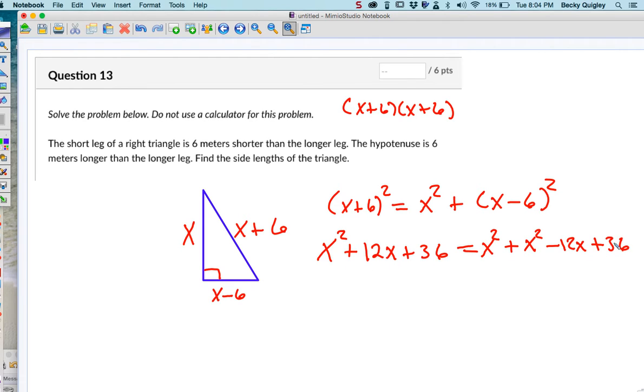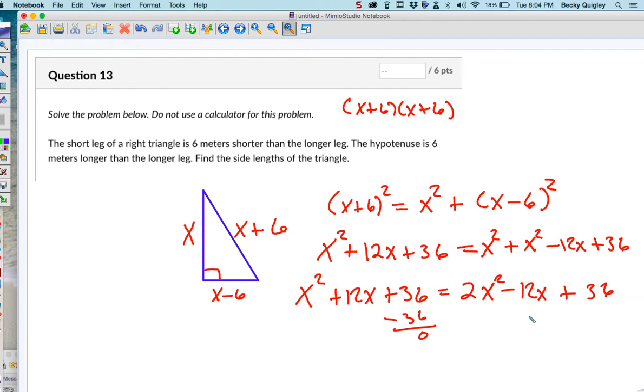So now it looks like I have a lot of fun. Pretty big equation to simplify, but once we start adding like terms, it doesn't look quite as bad. So that's going to give me x squared plus 12x plus 36 is equal to 2x squared minus 12x plus 36. So I'm going to start by grouping everything on one side and setting this equation equal to 0. So I'm going to subtract 36 from both sides. That's nice, that zeroes out. I'm going to go ahead and subtract 12x from this side. So that's going to give me negative 24x.